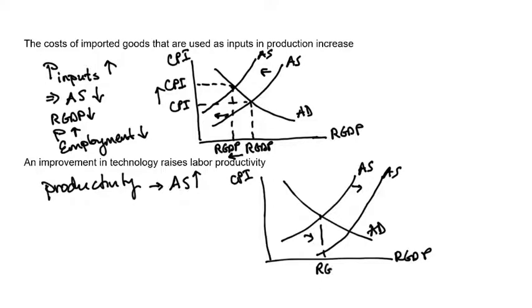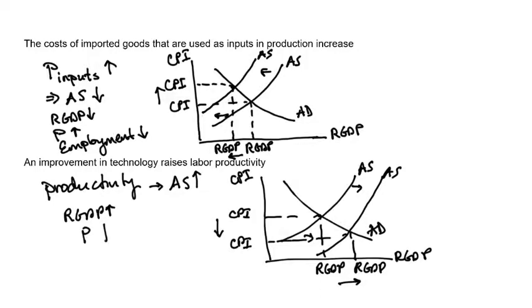Initially, we were at this equilibrium. The equilibrium real GDP goes up. Okay, real GDP goes up. What happens to the price level? The price level decreases with increased supply in the economy. And what happens to employment? Employment increases with more production, more GDP. That means unemployment decreases as employment increases.